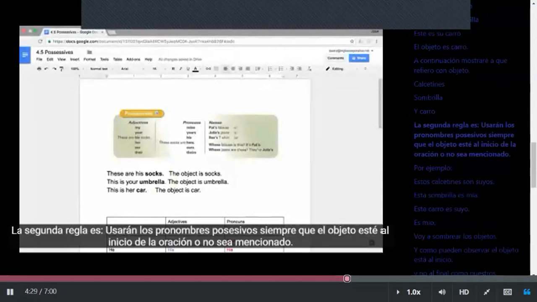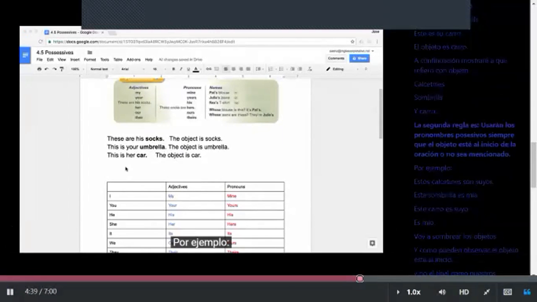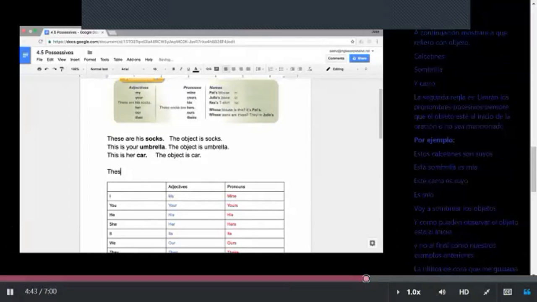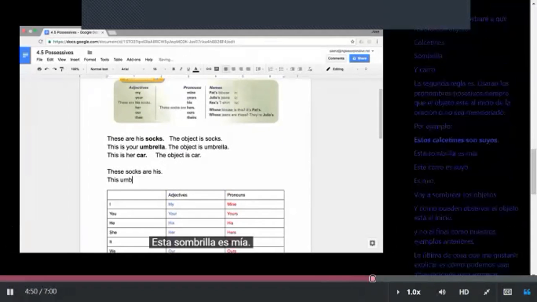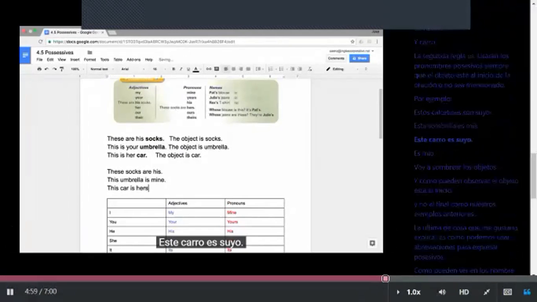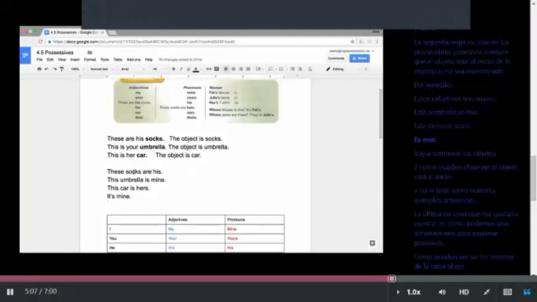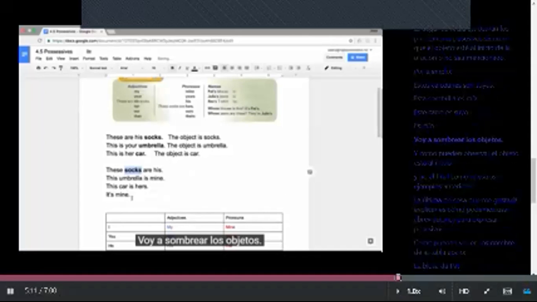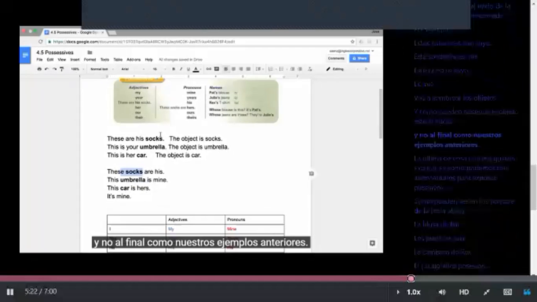Now, you will use possessive pronouns whenever the object is at the beginning of the sentence or not mentioned at all. Let's work with the same examples to make sure that we don't get lost. These socks are his. This umbrella is mine. This car is hers. It's mine. The object, I'm going to highlight. And as you can see, the object is at the beginning, not at the end, as in our previous example.